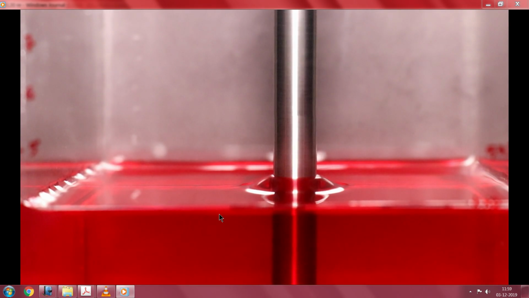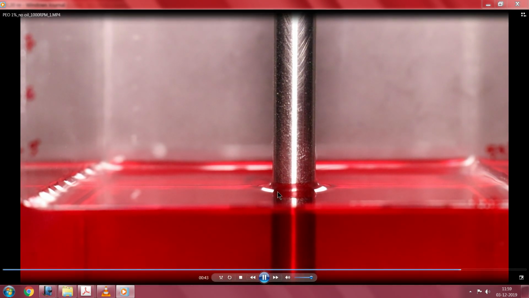Here I believe the rod is being rotated at around 1000 RPM, and once the rod stops moving, the fluid just goes back to its original rest state. Okay. So, let us quickly look back at what we saw one more time.